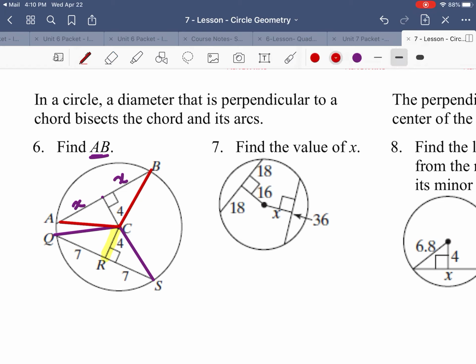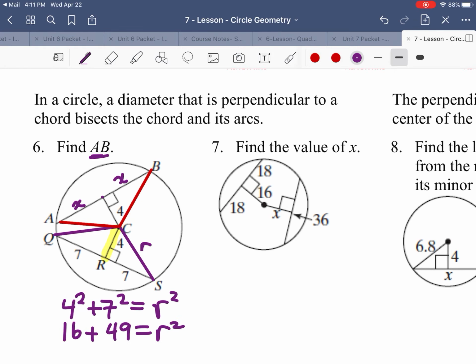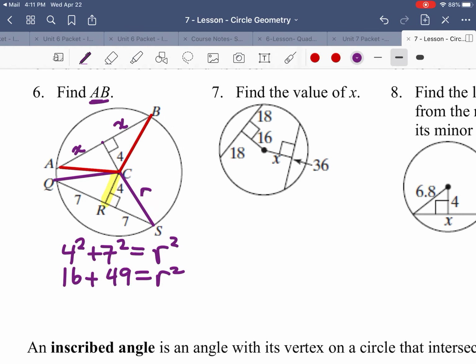All right. So what can we do? Well, we could figure out what the radius is, right? Because 4 squared plus 7 squared is going to be equal to R squared. I'll use R for radius. All right. So 16 plus 49 is going to be equal to R squared. So 16 plus 49, so 59, 65. So that means R is going to be equal to the square root of 65. All right. So that's what this guy is going to be.